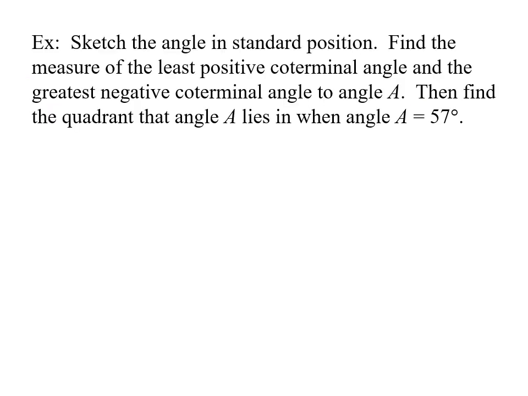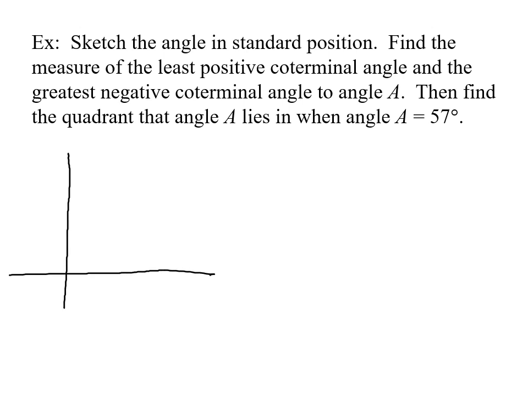Okay, this says sketch the angle in standard position for here 57 degrees. Find the measure of the least positive coterminal angle and the greatest negative coterminal angle, and then find the quadrant that angle A lies in when it's 57 degrees. So I'm going to sketch it, and then we'll work on some of this other stuff here.